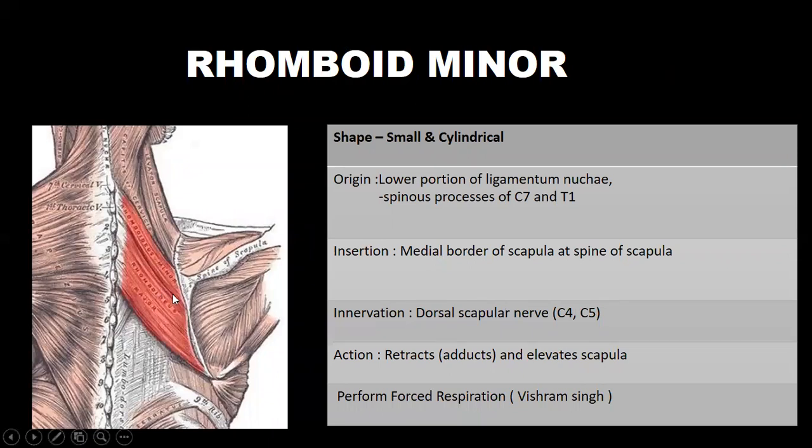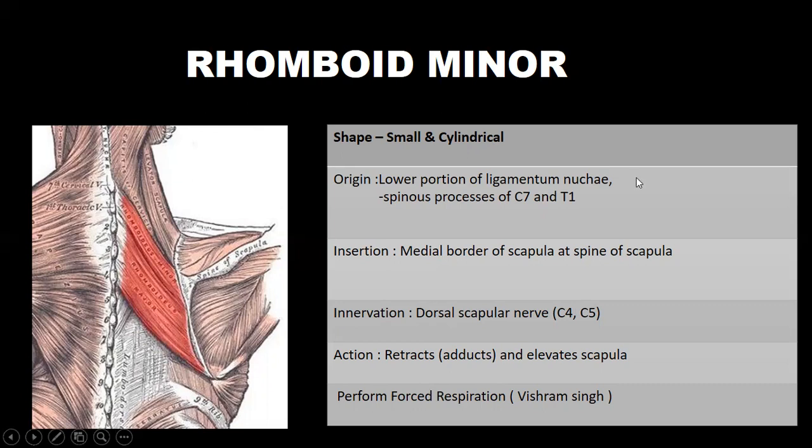When we talk about the insertion, it is inserted in the medial border of the scapula, just like the rhomboid major. Its innervation is the same, the dorsal scapular nerve, just like rhomboid major. Its action is to retract and elevate, the same as rhomboid major. And it also performs forced respiration, similar to rhomboid major. So the only thing we need to understand here is that it is small and cylindrical in shape, and it is above the rhomboid major.